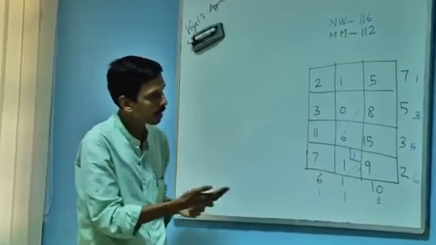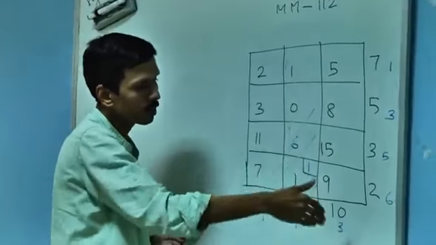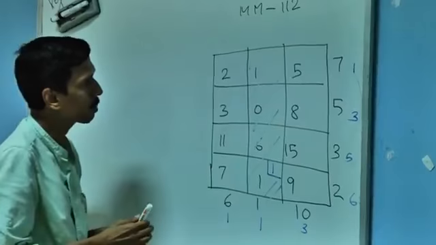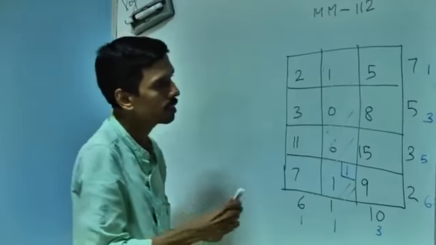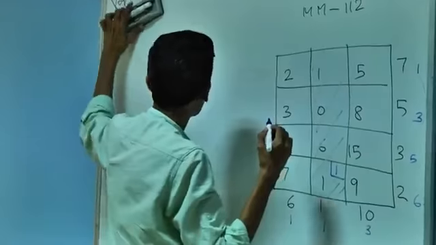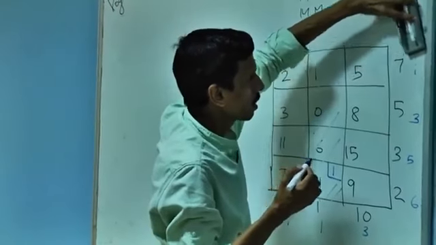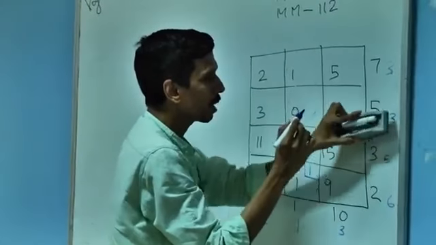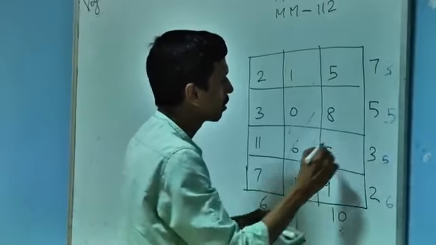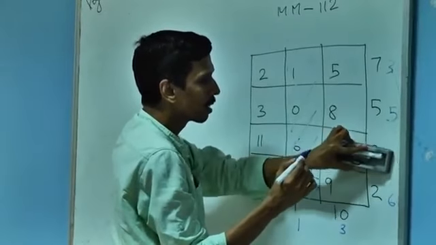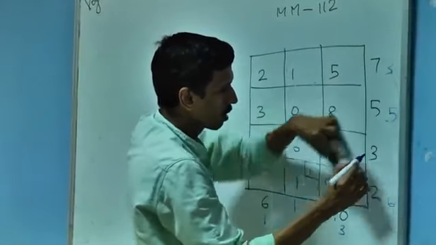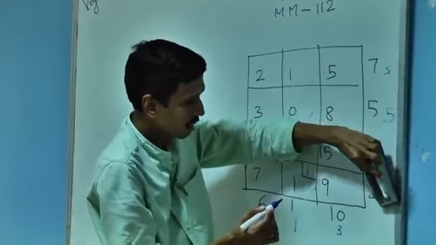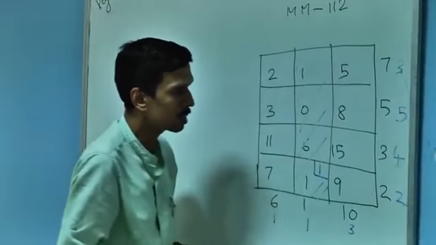Again compute the same penalty. We need not compute it for each column because the column is exhausted. Now compute it for the rows. What is the penalty here? 2 and 5, so the penalty is 3. Here it is 3 and 8, therefore the penalty is 5. Here it is 15 and 11, penalty is 4. Here it is 7 and 9, therefore the penalty is 2.